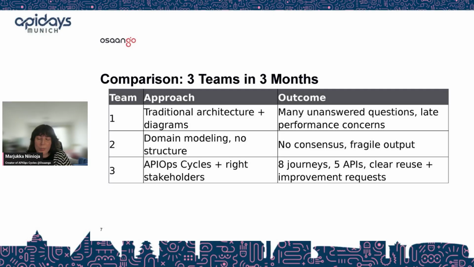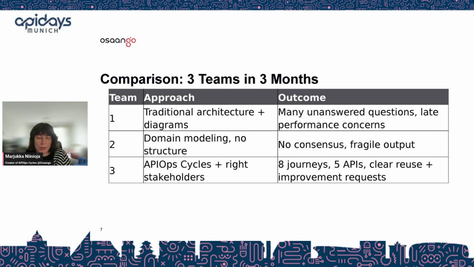The output was quite, I would say, fragile, in a sense that it was a bunch of misunderstood requirements and misunderstood domains, and also not understandable from the perspective of a non-architect who was not involved. It required a lot of explanations.